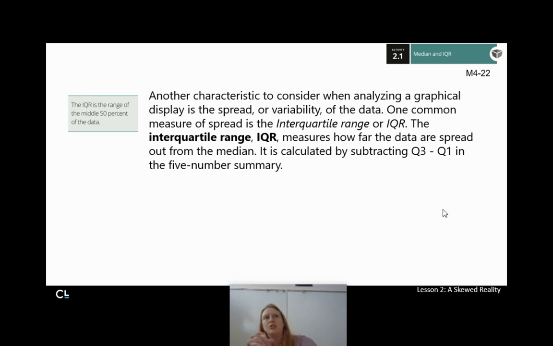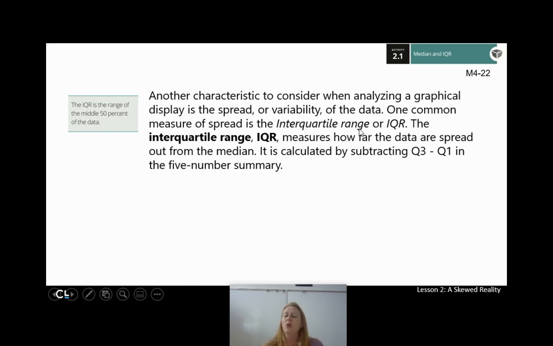So we've talked about our measures of central tendency and we've talked about mean and median. They're super important. Another characteristic to consider when analyzing a graphical display is the spread. Sometimes they refer to it as the variability of the data. But how spread out is your data? And one common measure of how spread out your data is the interquartile range.